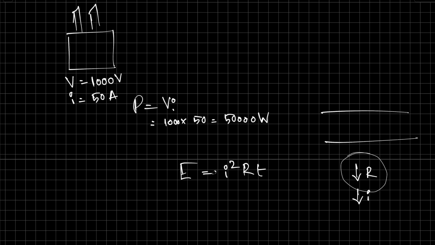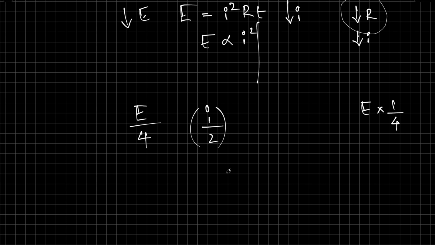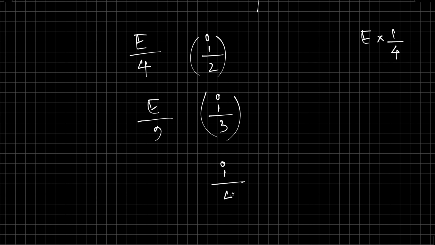There is a better way. Reduce the current. If you reduce the current, you can reduce the energy loss. There is an added benefit. E is proportional to I squared. If you decrease the current by half, energy loss would be 1/4 times. If you decrease the current by a third, energy loss would be 1/9 times. If you decrease the current by 1/4, the energy loss would become 1/16 times.